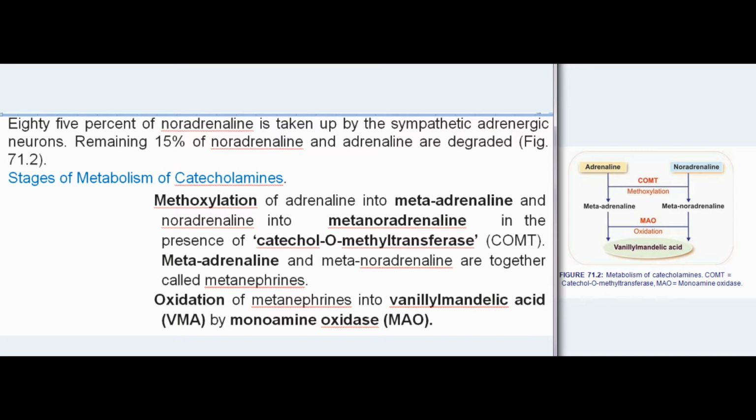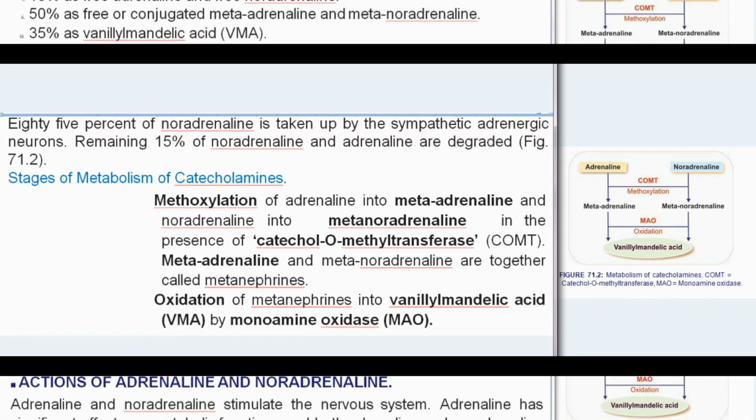Stages of metabolism of catecholamines. Methoxylation of adrenaline into meta-adrenaline and noradrenaline into meta-noradrenaline in the presence of catechol-O-methyltransferase, COMT. Meta-adrenaline and meta-noradrenaline are together called metanephrines. Oxidation of metanephrines into vanillyl mandelic acid, VMA, by monoamine oxidase, MAO.